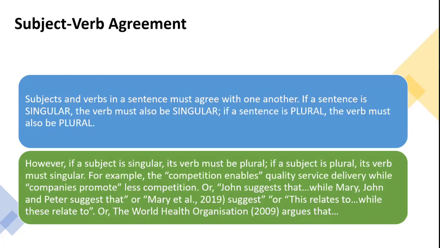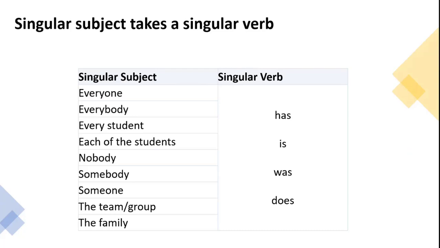The World Health Organization argues because it's one organization. But sometimes students think because it's one organization with many branches, they will say argue. It's one organization. It's a single subject. So the verb should be in singular. That is the other common error that you should pay attention to.